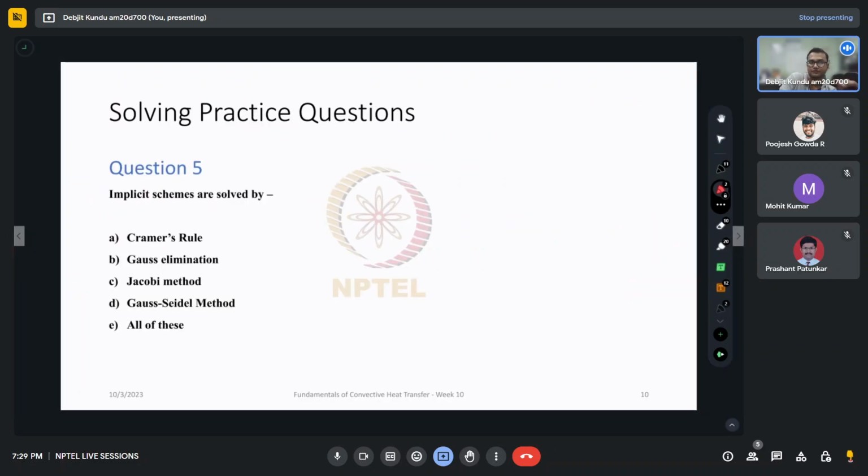We'll move on to question number 5 now, which is asking us that implicit schemes are solved by what? Option A, Kramer's rule. Option B, Gauss elimination. Option C, Jacobi method. Option D, Gauss-Seidel method. Or option E, all of these. Implicit schemes. Focus on this. So how are implicit schemes solved?